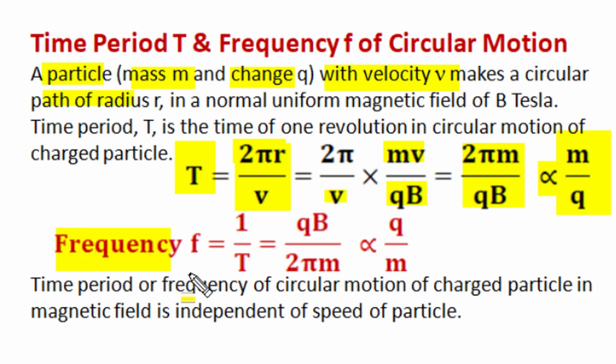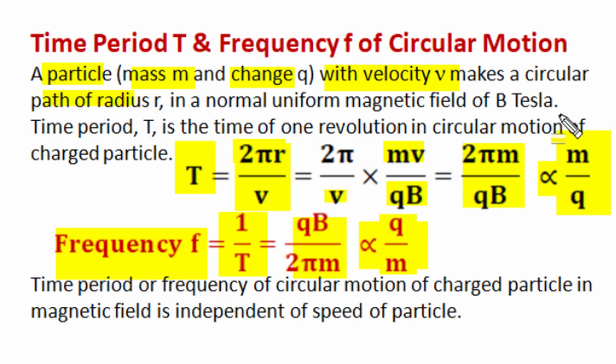Now the frequency is the inverse of the time period, and when we invert this time period relation, the frequency becomes proportional to qB upon 2 pi m. This q by m is known as specific charge, and for electron and positron the value of specific charge is maximum. So during circular motion in a uniform normal magnetic field, electron and positron will have the highest value of frequency. Deuteron and alpha particle have the same specific charge, the same ratio of charge to mass, so they will also have the same frequency.